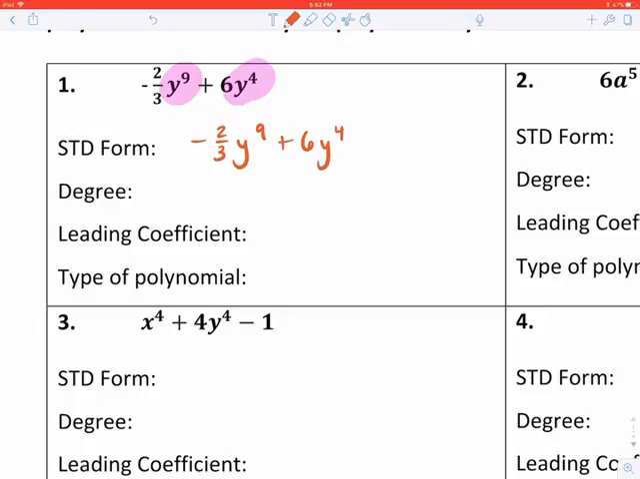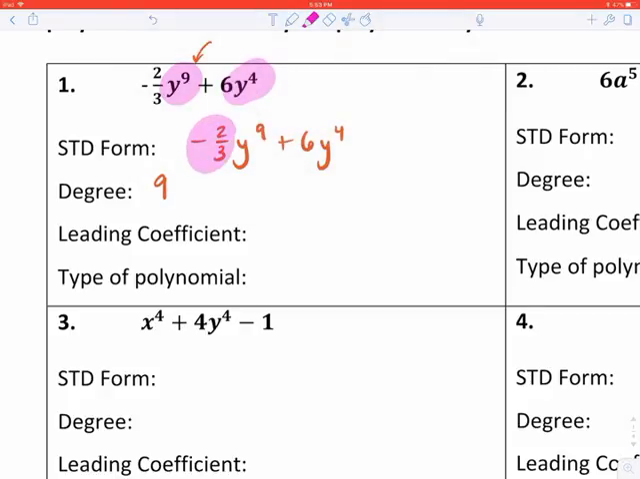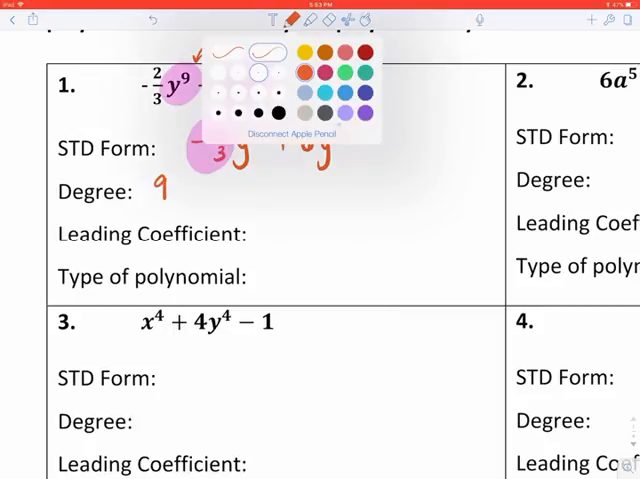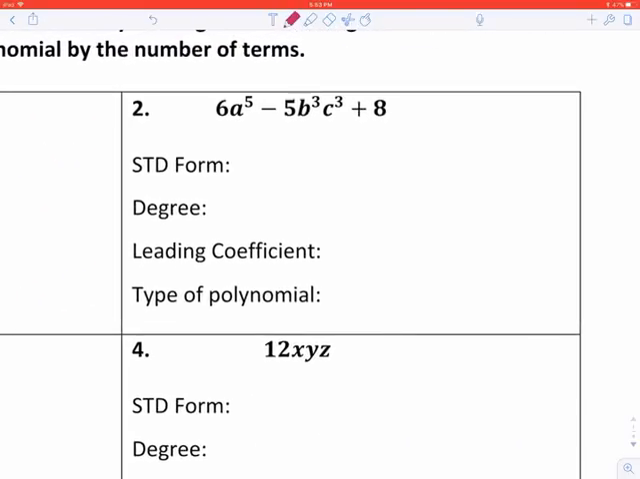So this is actually already in standard form, and my degree comes from my biggest term, which is y to the 9th, so my degree is 9. My leading coefficient is the number attached to my biggest term. In this case, it is negative 2/3. And the type of polynomial is a binomial, because this polynomial only has 2 terms. Let's check out number 2.